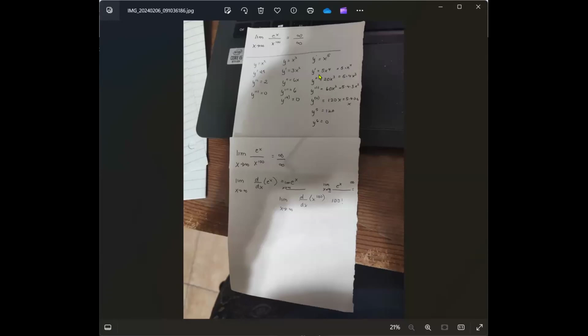What I'm going to do here is I'm going to do a new share now, and I'm going to bring in this other limit that I want to show you.